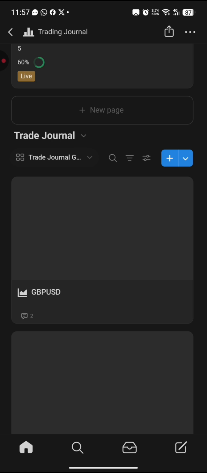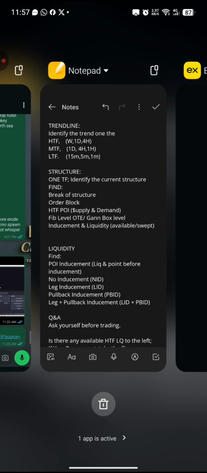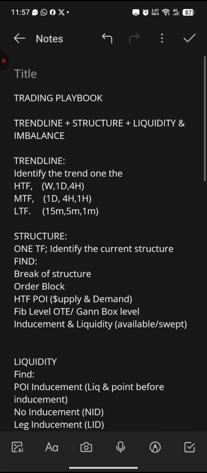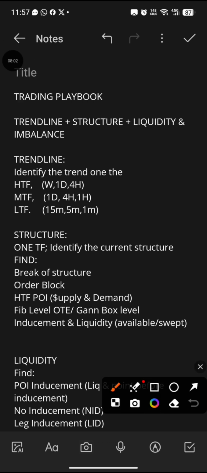Let's go to the playbook that I'm going to be using throughout this trade. So for my playbook, as you can see, I trade trend lines, structure, liquidity, and imbalances. This is the best thing, the only thing that I actually trade.